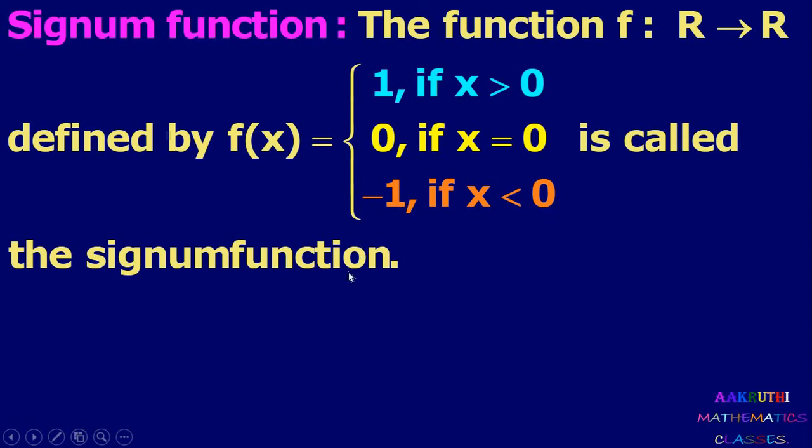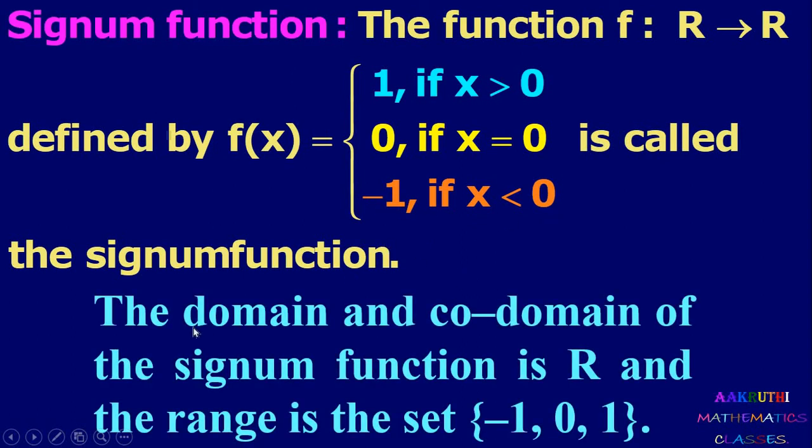So this function is called the signum function. For the signum function, the domain and codomain is the set of all real numbers, and the range is only minus 1, plus 1 and 0. So here we get only 3 values: minus 1, 0 and 1. Therefore, the range of the signum function is only the set containing minus 1, 0 and 1.